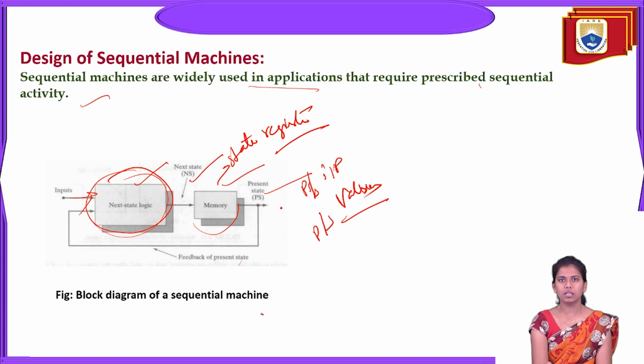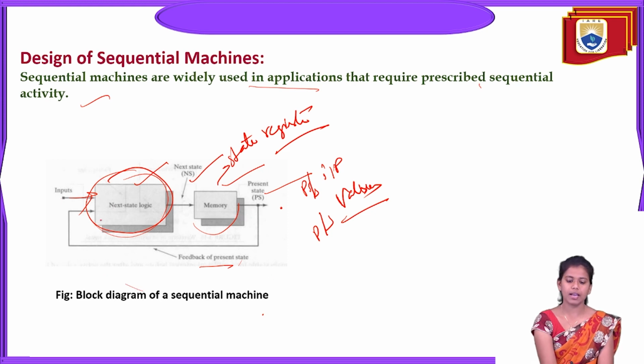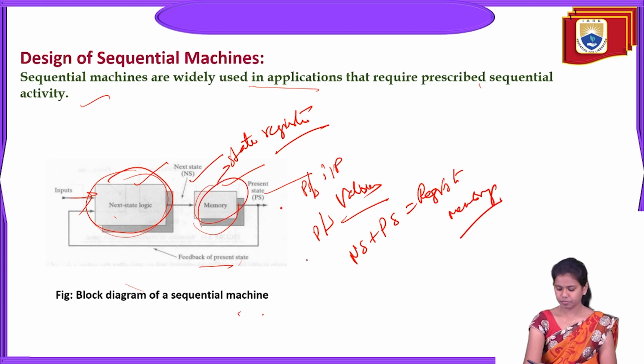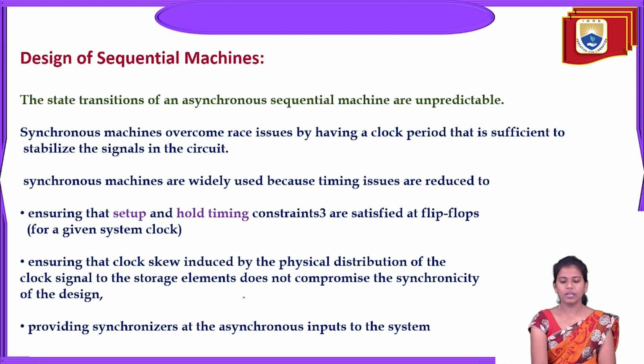So this is about the sequential machine. It will have a feedback of the present state. Whatever output the present state is holding is given back as input to the next state. That's how the next state is formed. The combination of the information present in the next state and the present state is the register, or we call it the memory. Another name for the memory is the state register. So, design of sequential machine. The state transitions of asynchronous sequential machines are unpredictable.